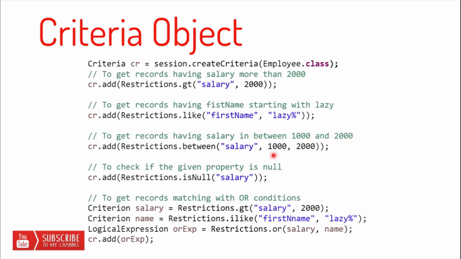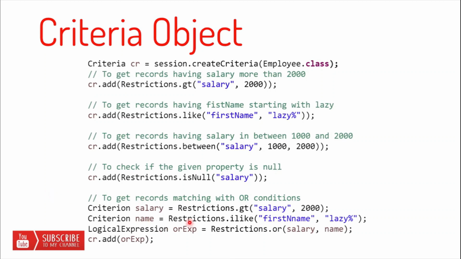Here we need to provide three arguments. First one is the column, and the other two are the lower and higher bound between which we want to check the value of that column. We can also check if a given property is null. So using Restrictions.isNull, we can define the column name for which we want to check. In addition to that, we can have logical operations like or and as well.